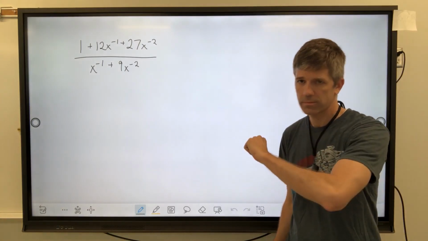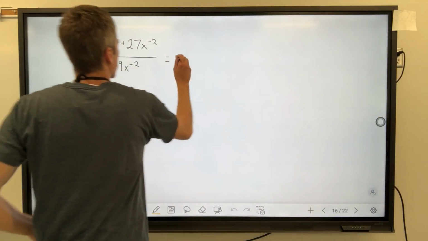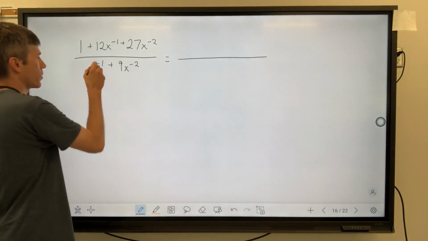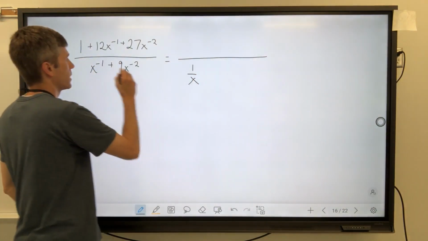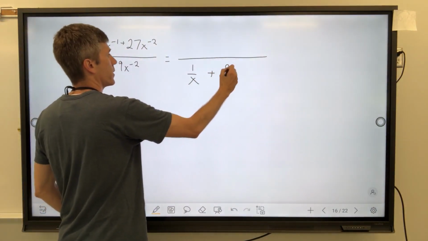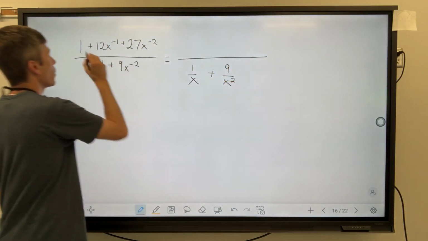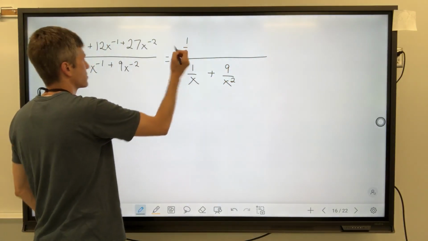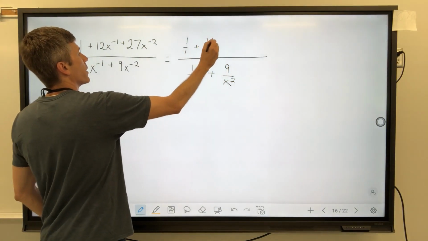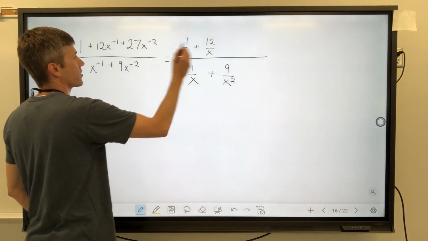Negative exponents. Move them. Let's start with the denominator. 1 over x. 9 over x squared. 1 over 1. Or not. 12 over x. 27 over x squared.